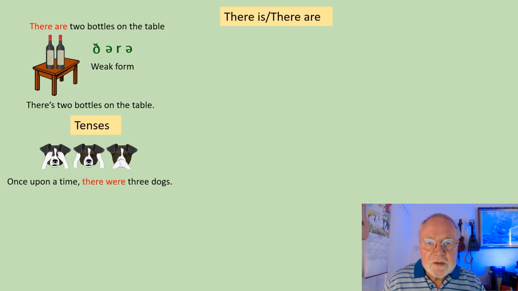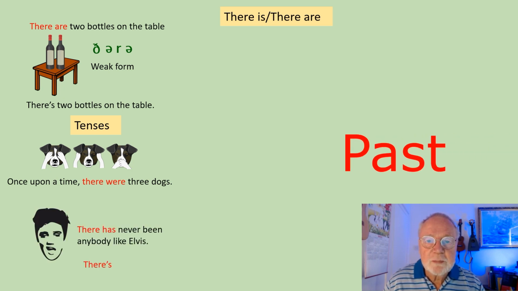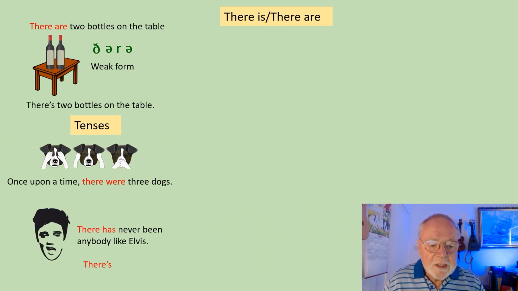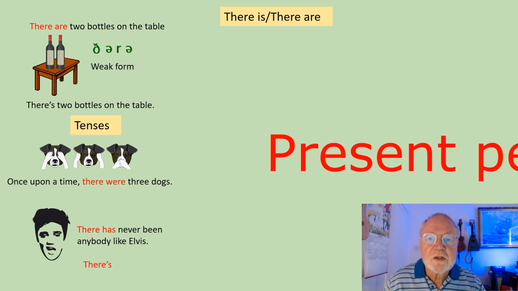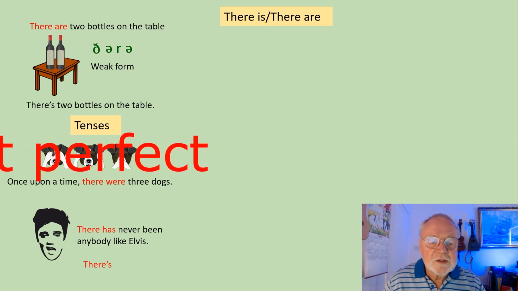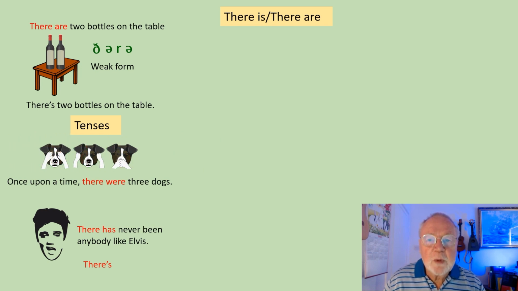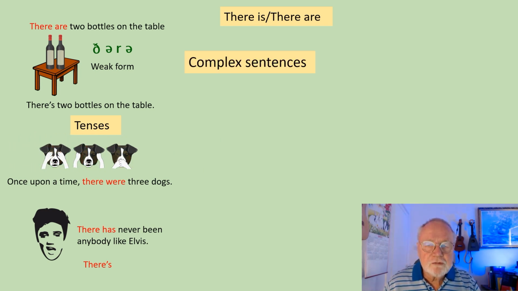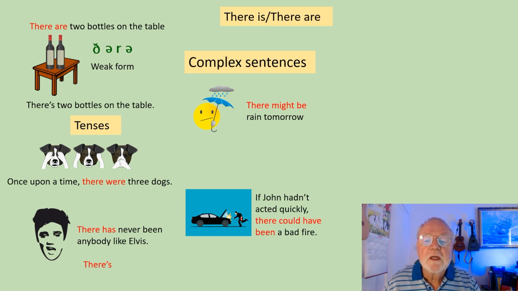And of course the tenses change, so you have to be aware of that. There can be followed by a different tense. Once upon a time there were 3 dogs, past tense. There has never been anybody like Elvis, present perfect. And you will probably hear that as there's never been anybody like Elvis. This structure also appears in complex sentences and with modal verbs. There might be rain tomorrow. If John hadn't acted quickly, there could have been a bad fire. It's between a weak and a stronger form.